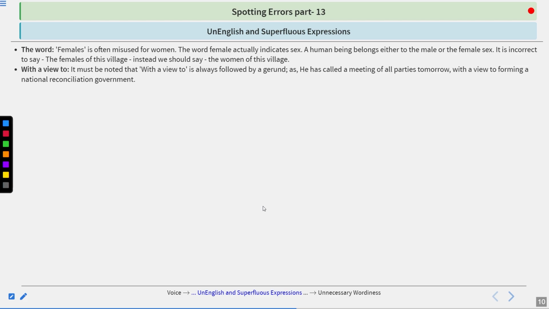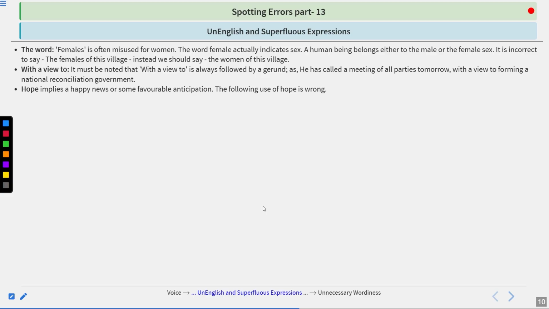Let's move to with a view to. It must be noted that with a view to is always followed by a gerund. So we always need to use a gerund with a view to. He has called a meeting of all parties tomorrow with a view to forming a national reconciliation government. I hope you have understood.